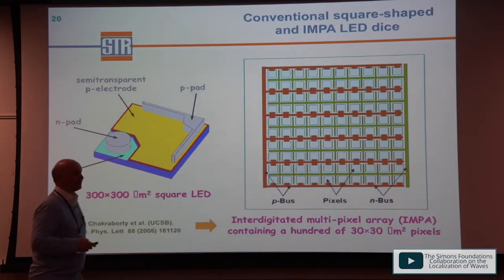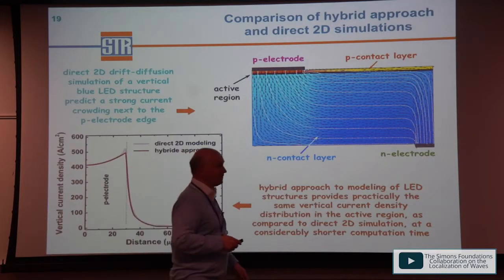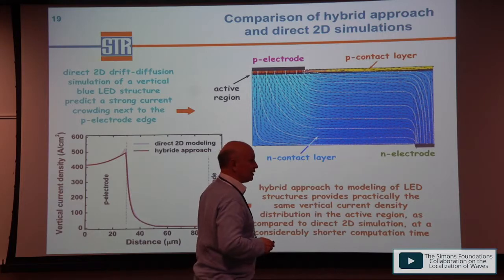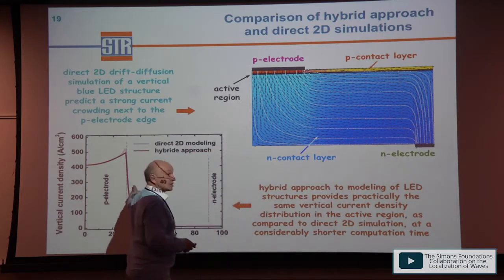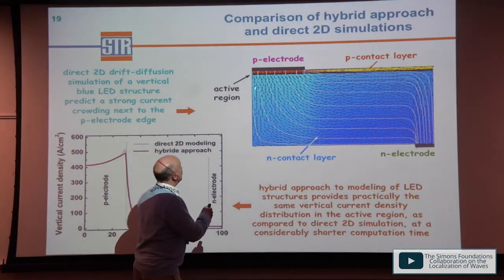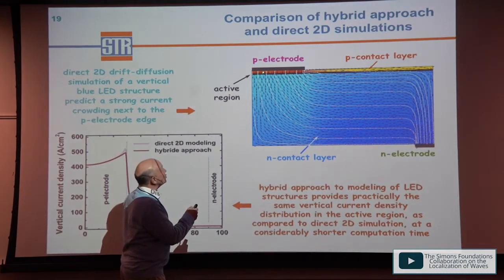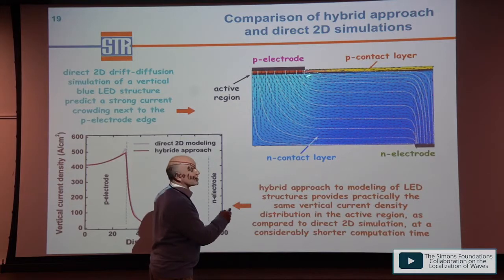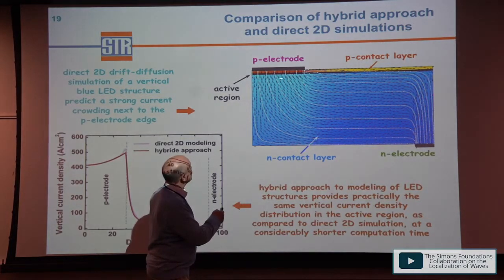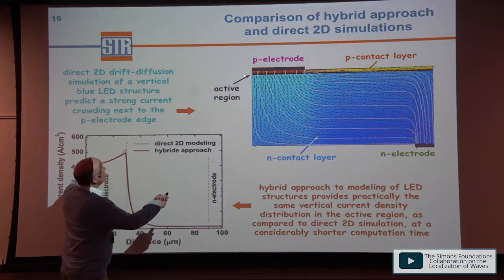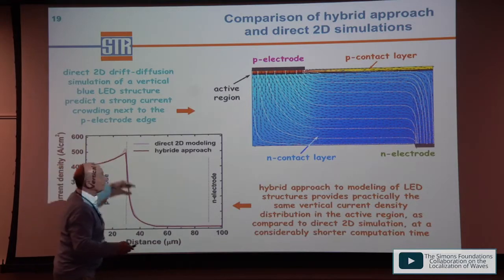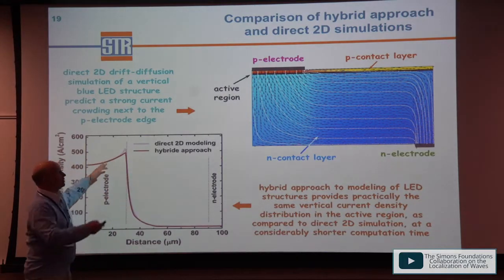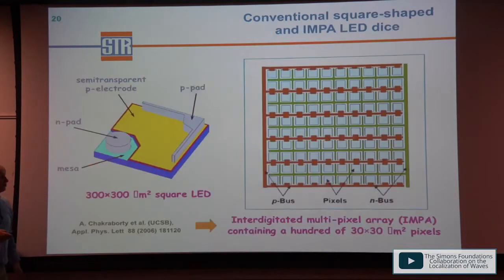What are we seeing? Is it the integrated vertical current, or is it a slice? Yes, it is the integrated vertical current. This is a local current density over the active region in this direction. So the P electrode is here, on the top. Yes.